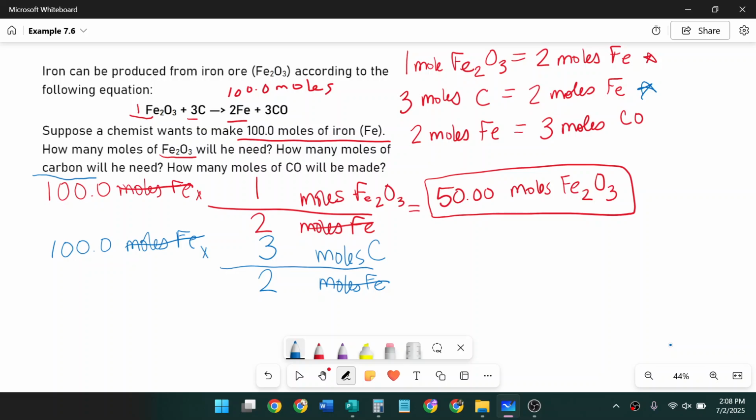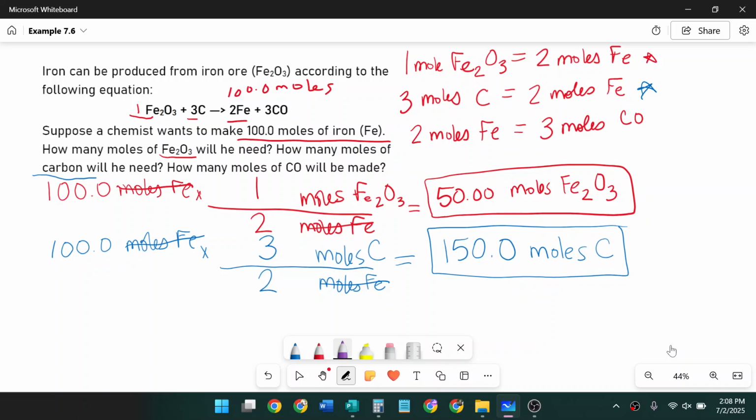1.5 times 100. So you may be able to do it in your head and realize it's 150. If not, it's totally fine to use a calculator. The important part is remembering that we still need 4 significant digits, so it's going to be 150.0, and that's how many moles of carbon that he needs.